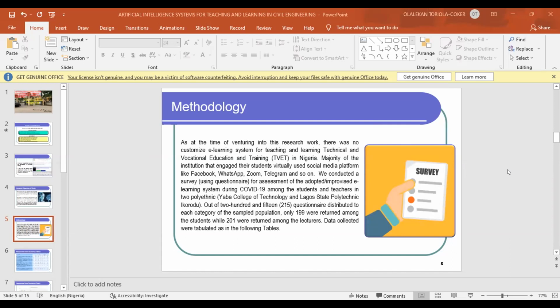We conducted a survey using a questionnaire for assessment of the adopted improvised e-learning system during COVID-19 among the students and the teachers in 2 polytechnic sectors. Those polytechnics are my own college, which is Yaba College of Technology, and Lagos State Polytechnic in Ikorodu in Lagos as well. Out of the 215 questionnaires that were distributed to each category, that is to the students and to the teachers, only 119 were returned among the students, and 201 were returned among the lecturers.